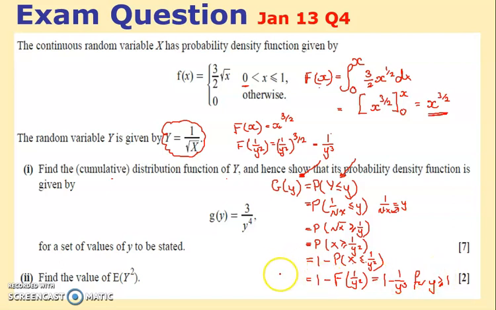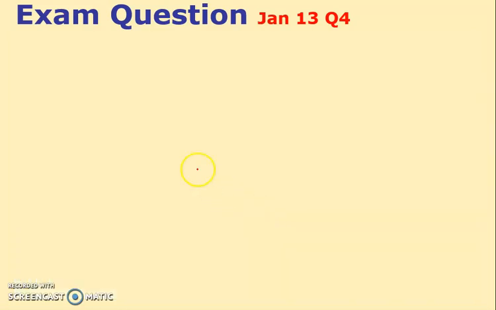Now this, remember, is capital G of y. And this is actually the answer for G of y, but it's not the answer they've got. They've got a lowercase g of y. So just bear in mind, I've said that G of y equals, what was it again? It was 1 minus 1 over y cubed. So if I want to find little g, the PDF, I have to differentiate this. And differentiating, you knock off a power, don't you?